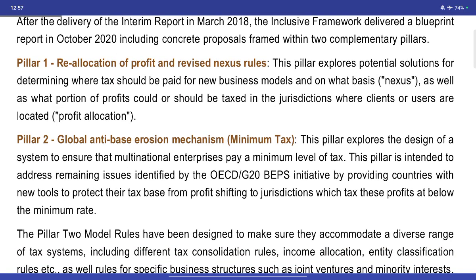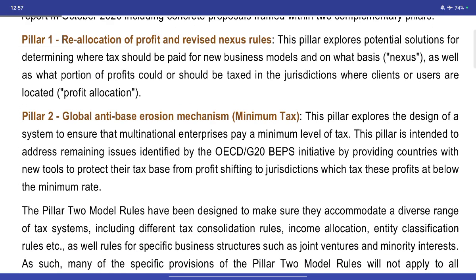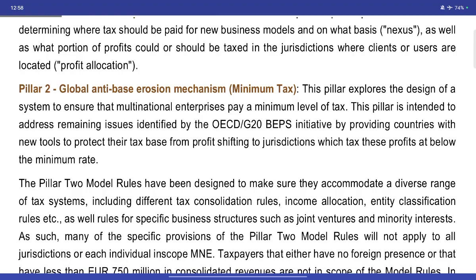This pillar explores the solution for determining whether tax should be paid for new business models and on what basis, the nexus. It asks what portion of profit could or should be taxed in the jurisdiction where the clients or users are located, a profit allocation.